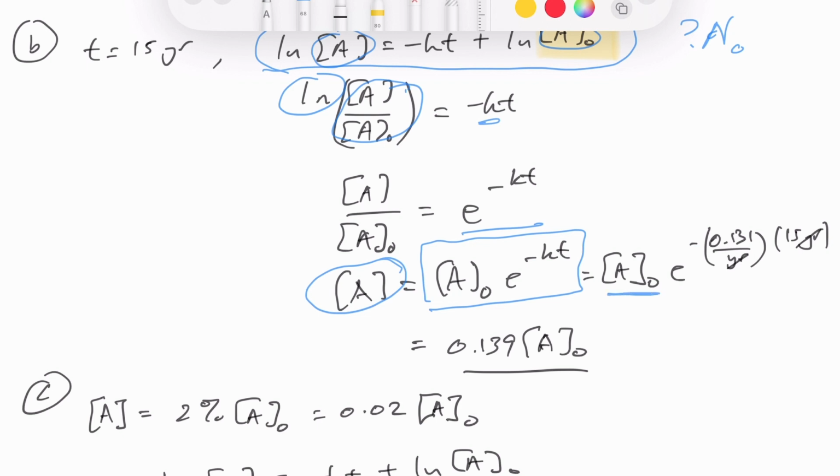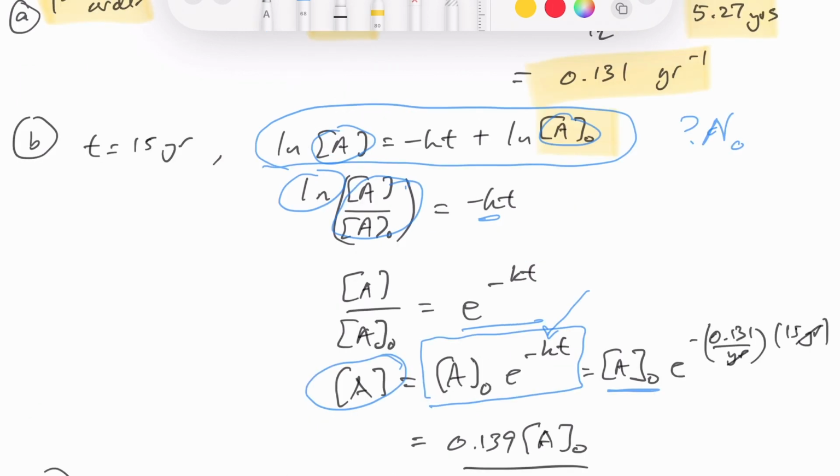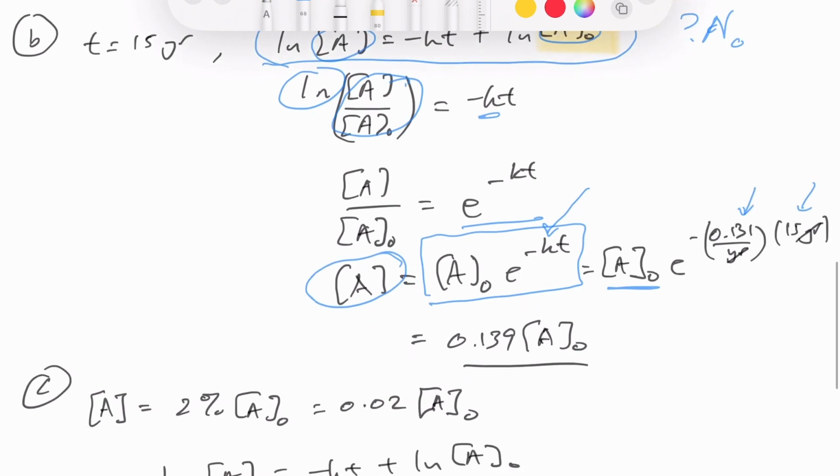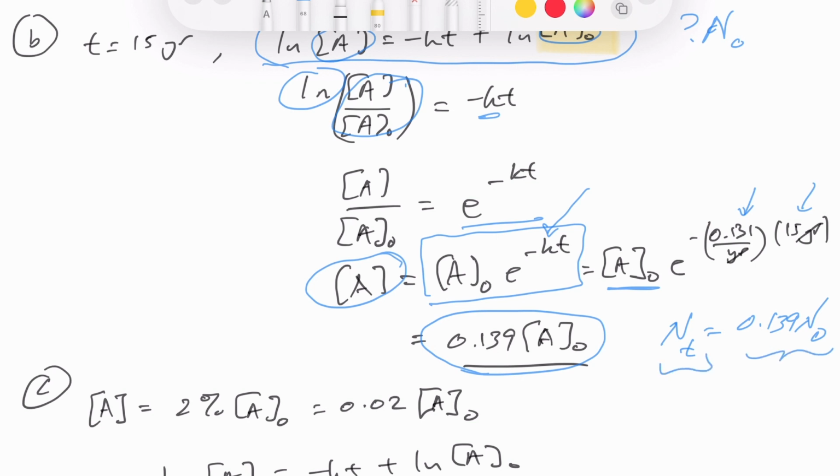The A naught has no number, so we'll just keep it as is, as a symbol. But the k was 0.131 per year that we solved in question A. So I'm going to plug that in here. They're asking for 15 years, so we're going to put that for t. And then calculating that out gives us 0.139 A naught. Or you can answer it this way, N of t is equal to 0.139 N naught. It just tells you that after 15 years, what's left is only 0.139 of the original quantity of radioactive isotope. This, of course, could be expressed as a percentage. It would just be 13.9% of N naught, okay?